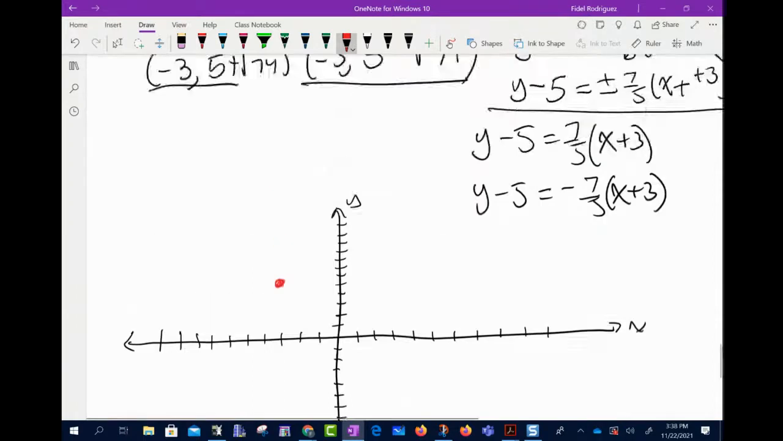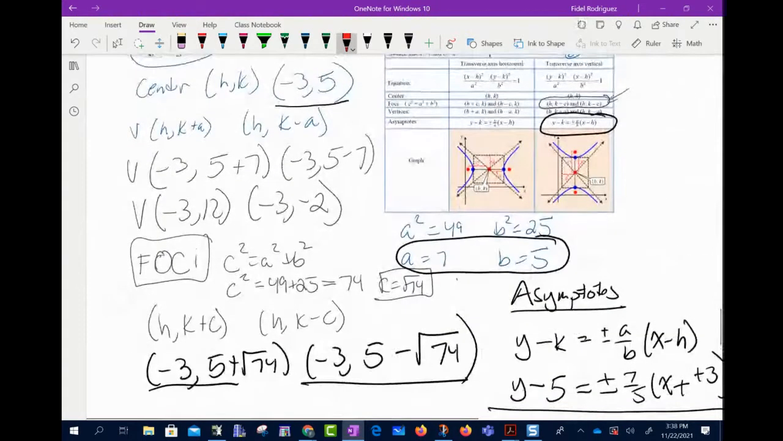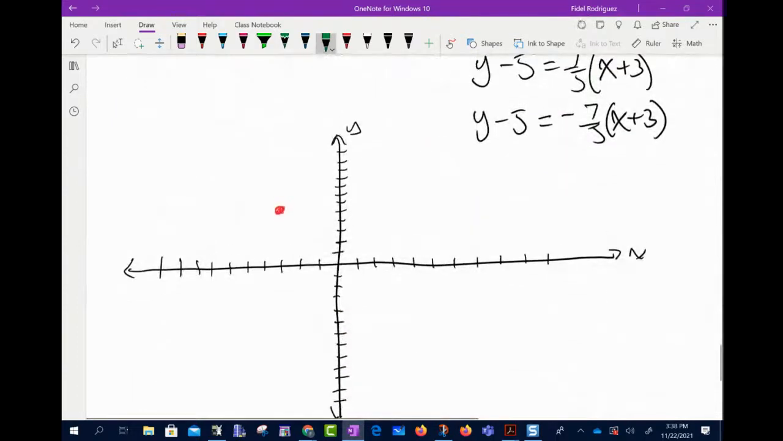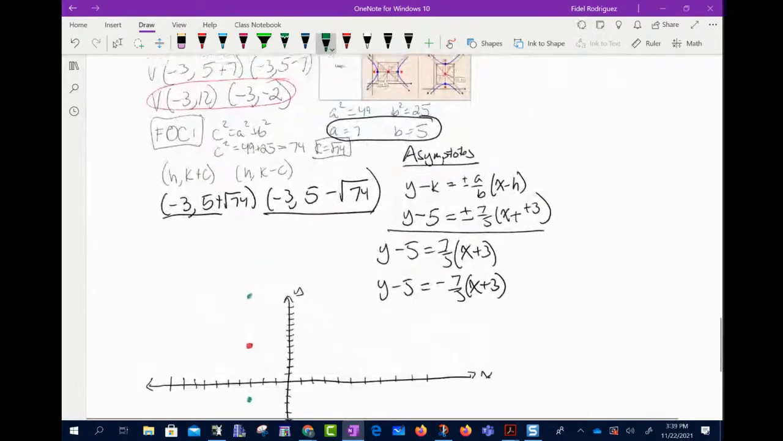We had the vertices. Vertices were the points negative 3 and 12, and negative 3 and negative 2. So negative 3 and 12, this was 5, 6, 7, 8, 9, 10, 11, 12. So somewhere right about there, and negative 2 right about there. Okay. All right. And then what was our value of B?